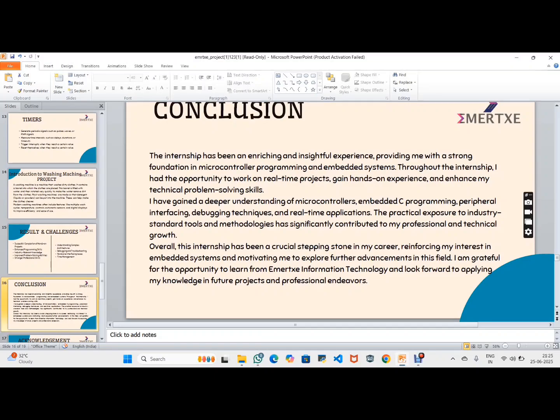I have gained a deeper understanding of microcontrollers, embedded C programming, peripheral interfacing, debugging techniques, and real-time applications. The practical exposure to industry-standard tools and methodologies has significantly contributed to my professional and technical growth. Overall, this internship has been a crucial stepping stone in my career, reinforcing my interest in embedded systems and motivating me to explore further advancement in this field.